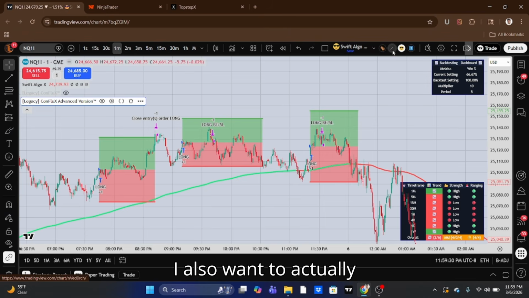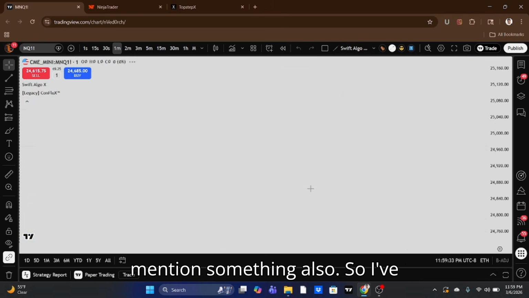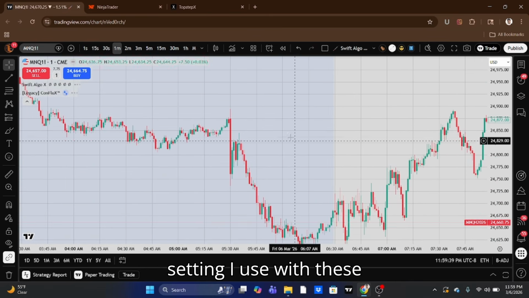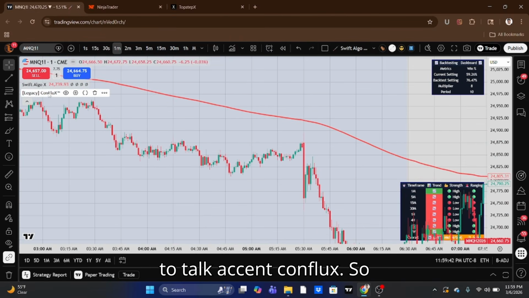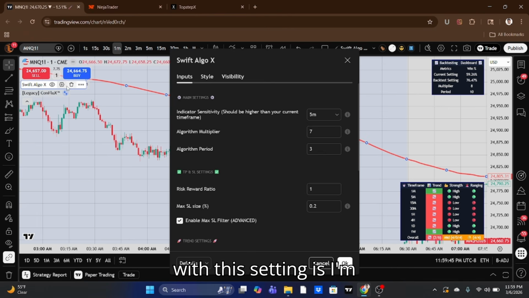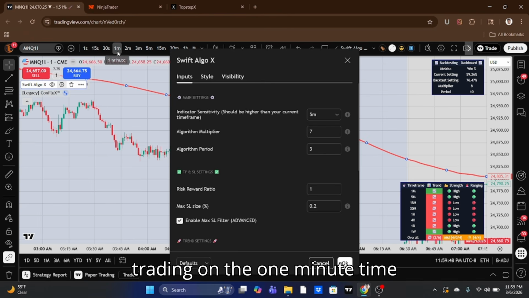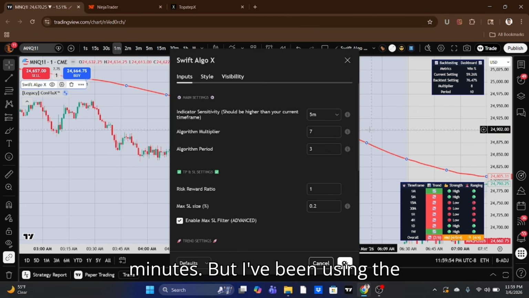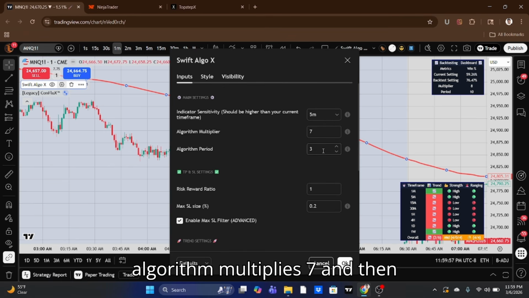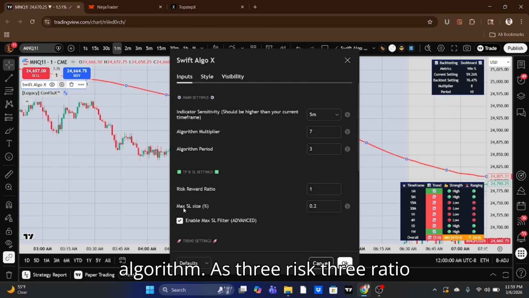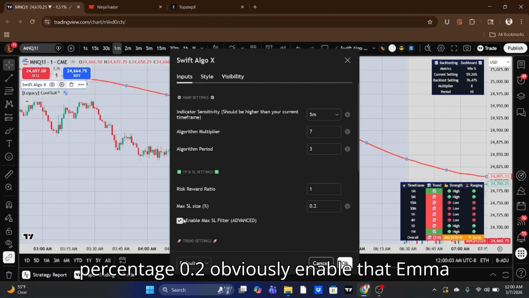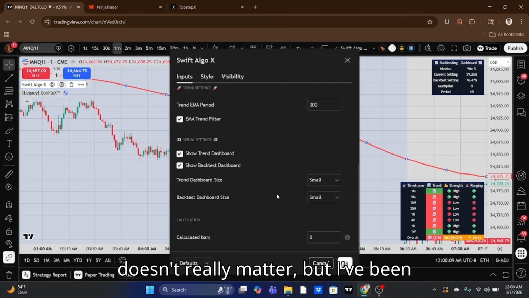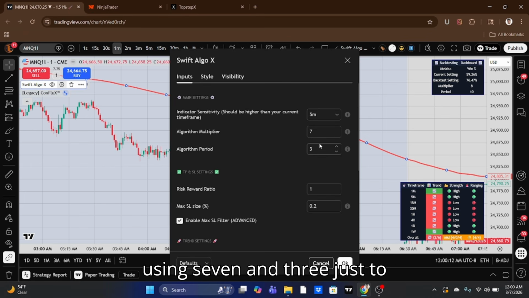I also want to mention something. I've been noticing a specific setting I use with the Swift Algo X and ConFluX. Obviously, I'm always trading on the 1 minute time frame with indicator sensitivity 5 minutes, but I've been using the algorithm multiplier as 7 and then algorithm period as 3. Risk to reward ratio is 1, max stop loss size percentage 0.2. Obviously enable that. EMA 300 and calculate bars 5,000 doesn't really matter. But I've been using 7 and 3 just to experiment.